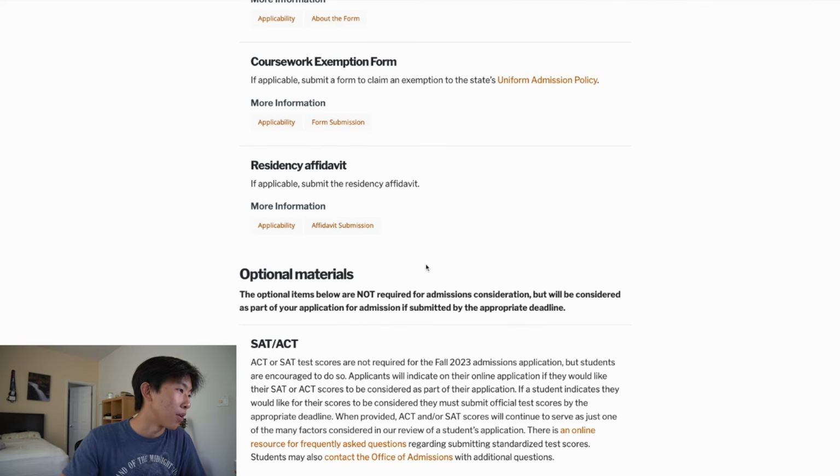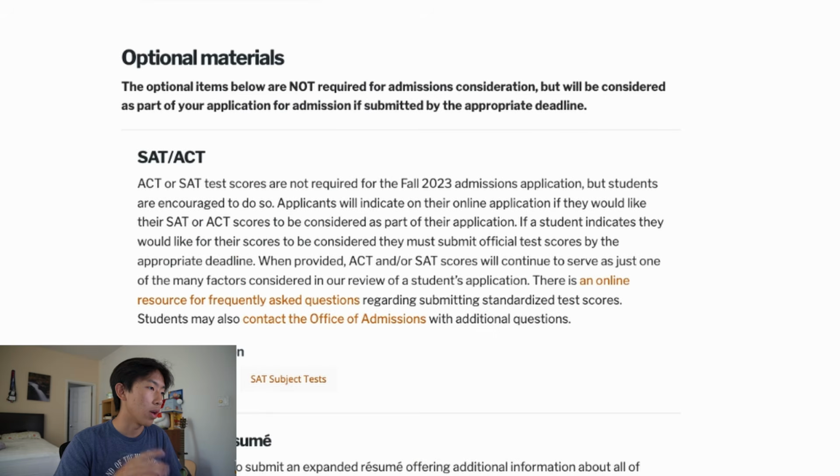Okay, now we get to the fun part, standardized testing. Once again, they're not required, but let me share my thoughts about that. Since UT is a large public school, they probably receive tens of thousands of applications each year. And even though they claim that they do a holistic review where they look at everyone's essays, their resume, whatever, I honestly don't think that's the case.